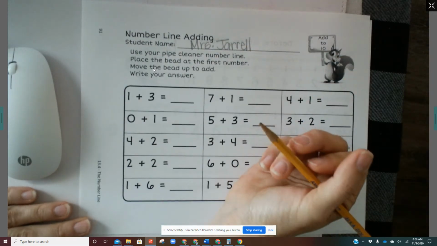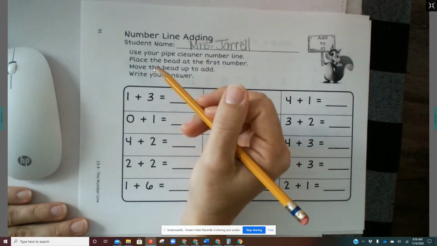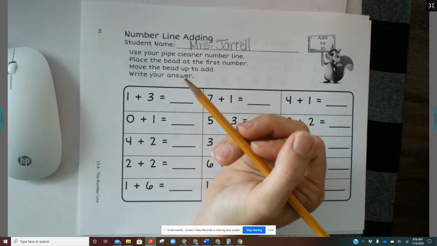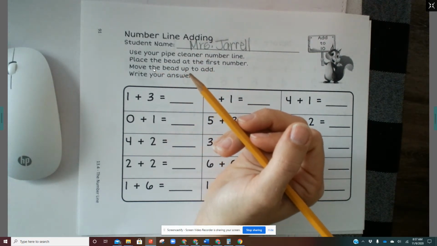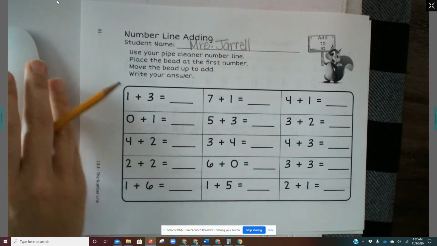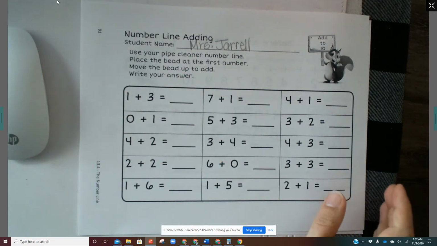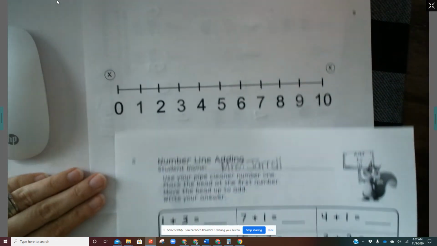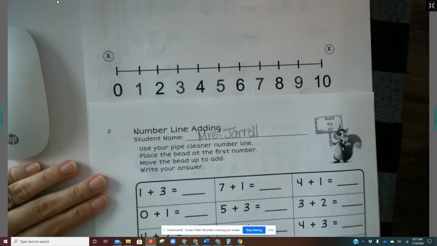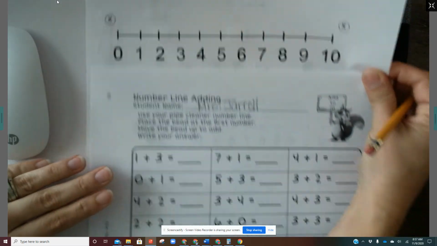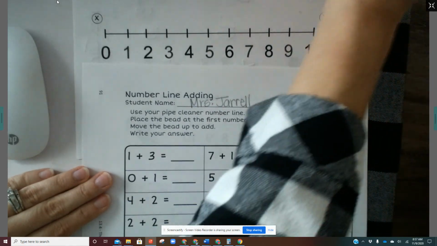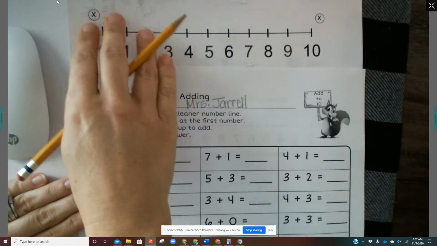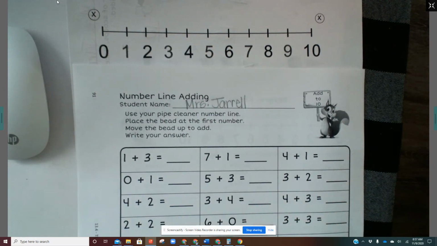Okay, now you can either make the addition number line helper with the bead and the pipe cleaner, or you can just use the number line that's right here, that is on the back of one of your other pages. So I'm just going to use this number line to help me with my addition today. So our strategy that we're using today is using a number line to help us.